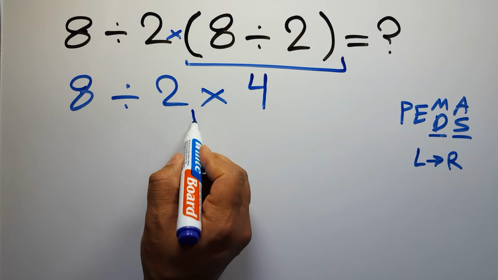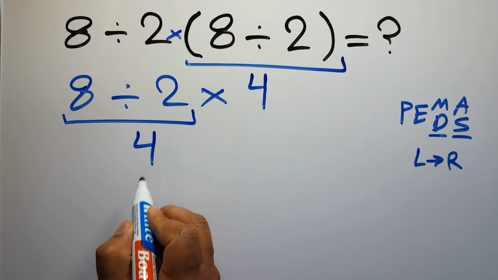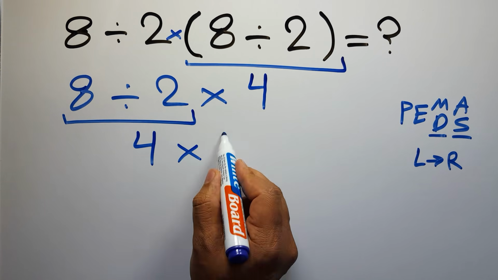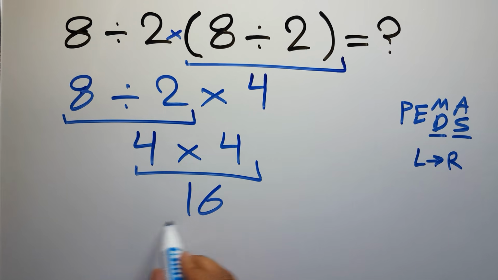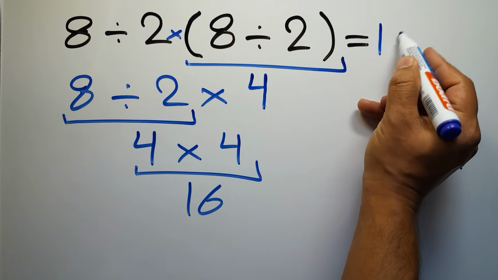8 divided by 2 gives us 4. So we have 4 times 4, which equals 16. And this is our final answer to this problem. The correct answer is 16.